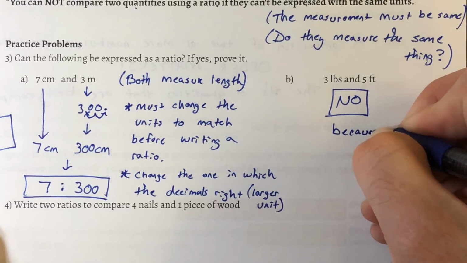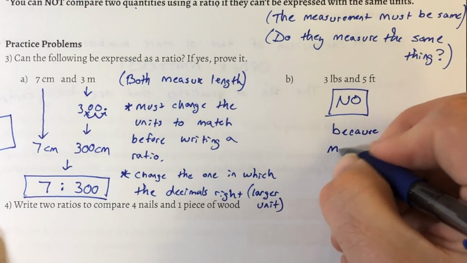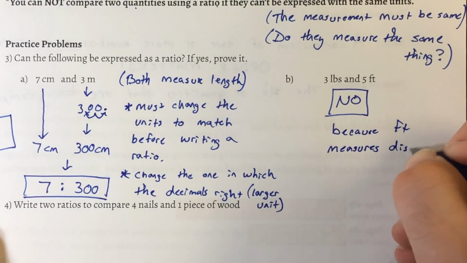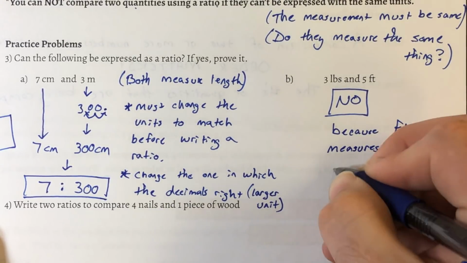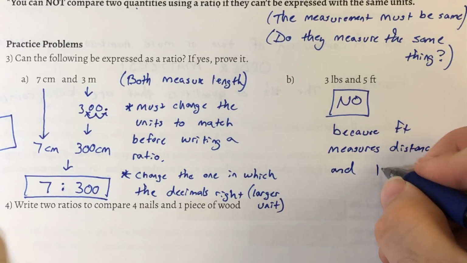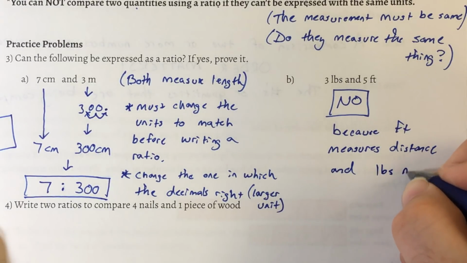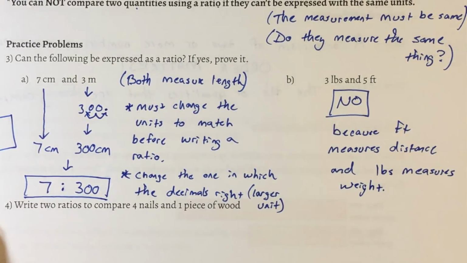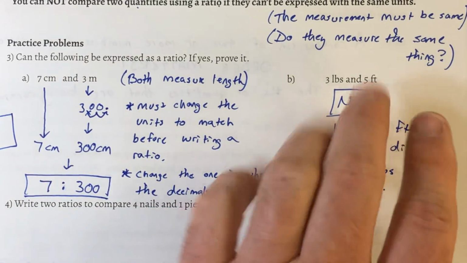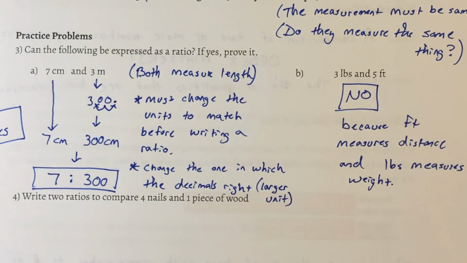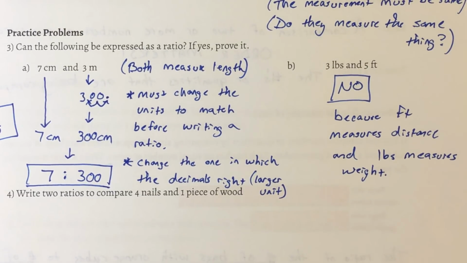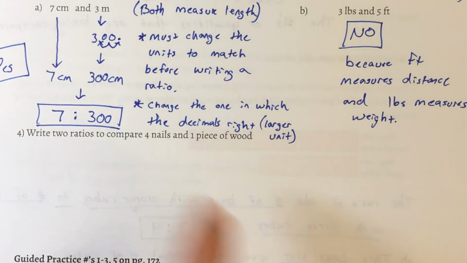Because feet measures distance and pounds measures weight. Not mass, weight. It's pounds. So you cannot convert pounds to feet and feet to pounds. That would be kind of weird. So no, you can't compare them. Sorry. All right. Next example.